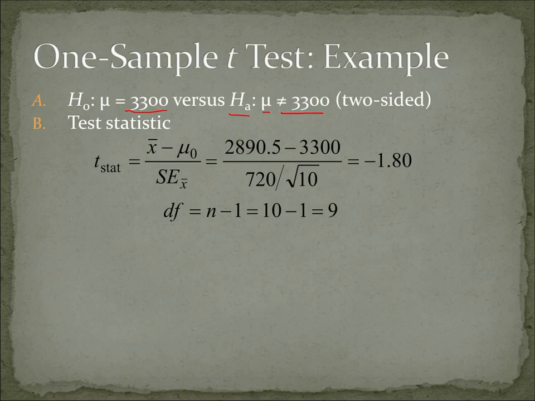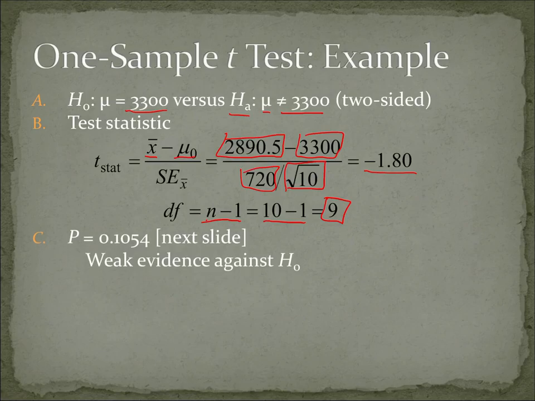We're going to use our test statistic here, where our t-stat equals x bar minus mu naught. Our x bar for our group was 2890.5 minus 3,300, divided by 720 as the standard deviation, divided by the square root of 10, which equals negative 1.80. Now calculate degrees of freedom. Remember, our degrees of freedom is calculated as n minus 1, so 10 minus 1 equals 9 degrees of freedom.